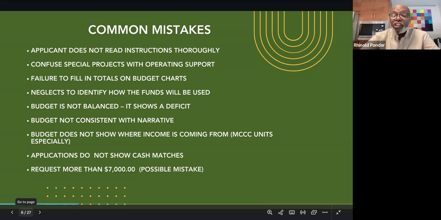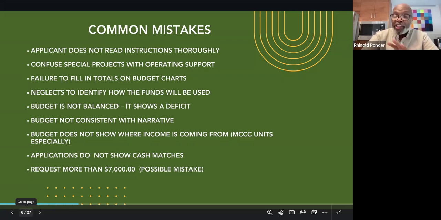Budget does not show where income is coming from. This is a particular issue for some Mercer County Community College units that may assume that the county understands that some of their money is coming from a department within the Mercer County College community. That is not an assumption that the review panel members will make, and that is not an assumption that the committee will make. They will send that application back to you. So you should always show where the income is coming from to support your project.